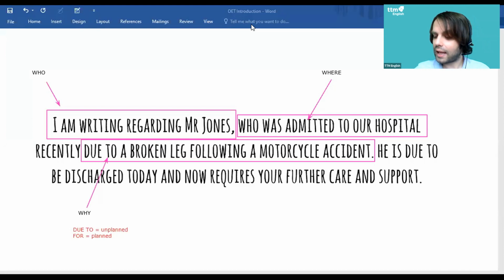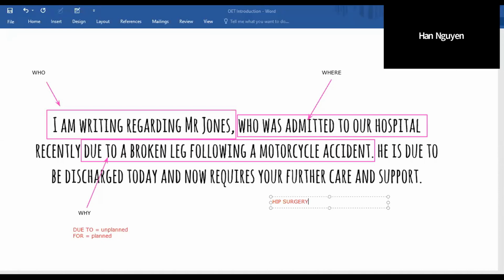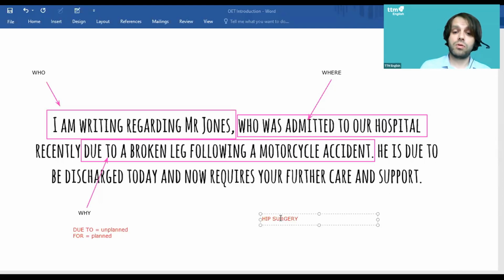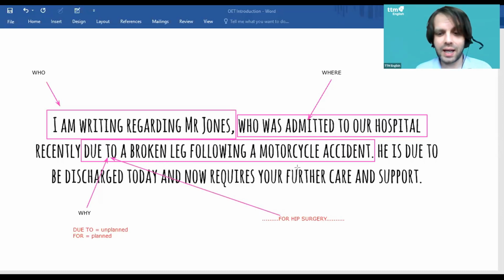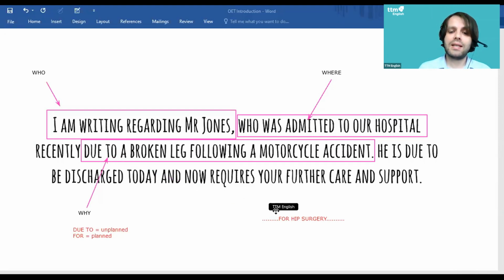Let me ask this question to Han. If this was hip surgery, what would your first sentence be? If it was planned, you say, I'm writing regarding Mr. Jones, who was admitted to our hospital recently for his hip surgery. Good. And then we wouldn't say the motorcycle thing. So this is the first thing that we need to remember, that if it's planned or unplanned, you can use due to or for here.